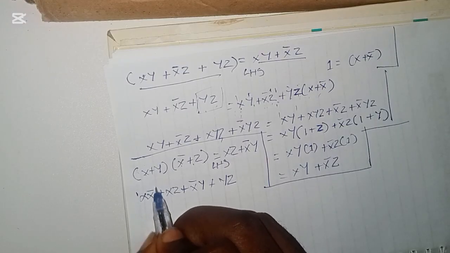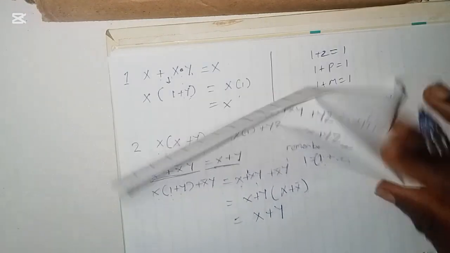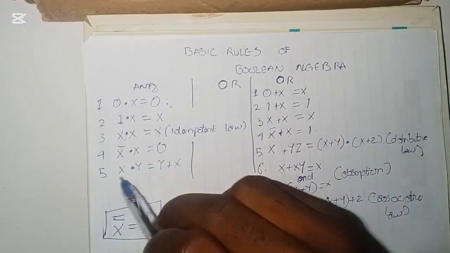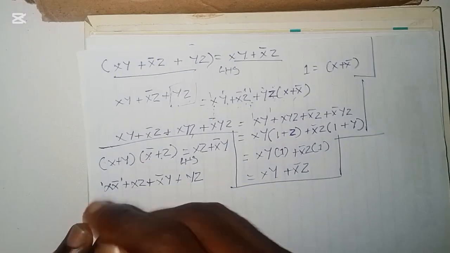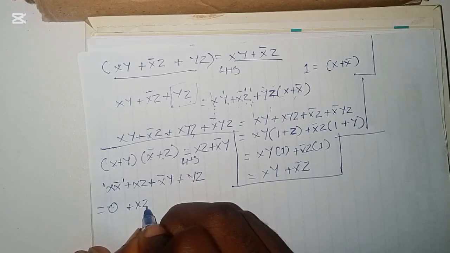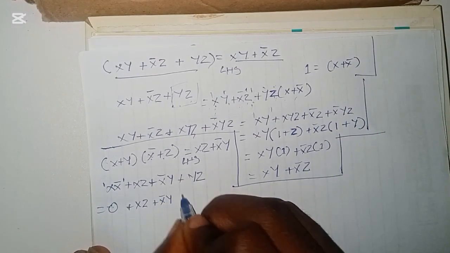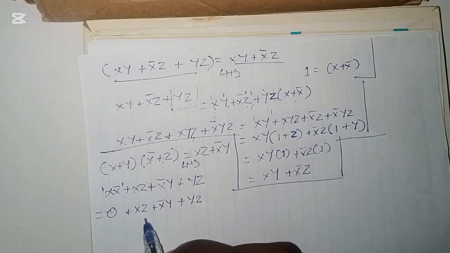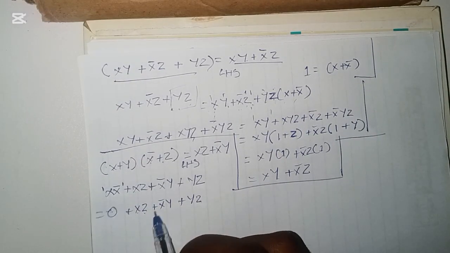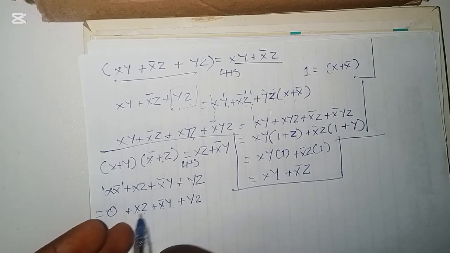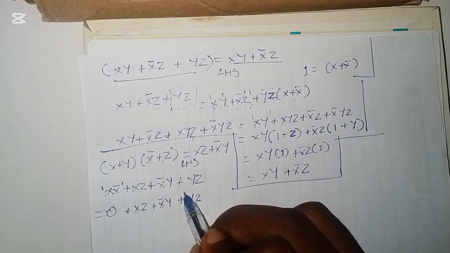x times x̄. On the rule, you notice that x times x̄ is 0. So this one will be equals to 0 plus xz plus x̄y plus yz. And guess what? We do it again. We have our xz and our x̄y. So we have the yz, and we do it again.